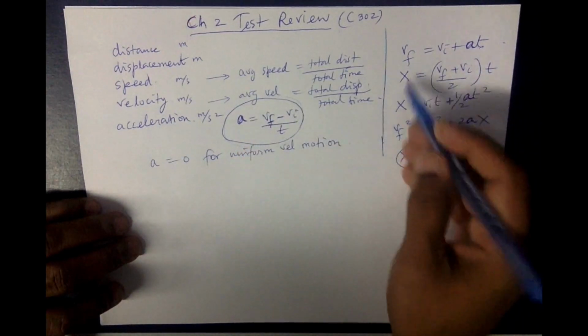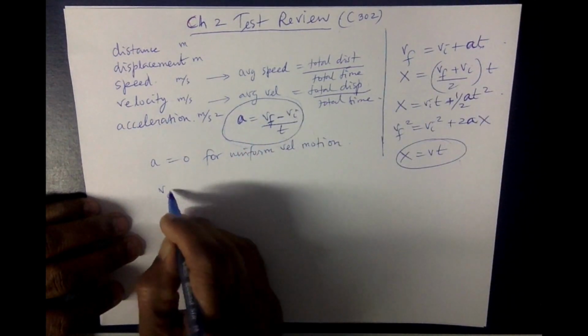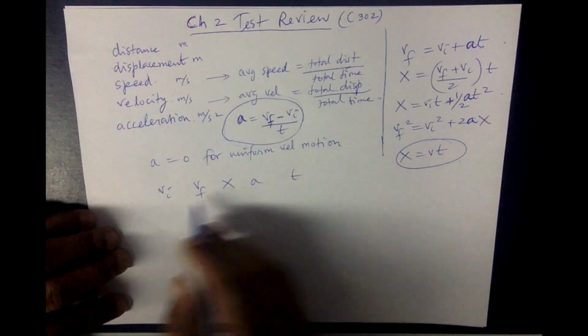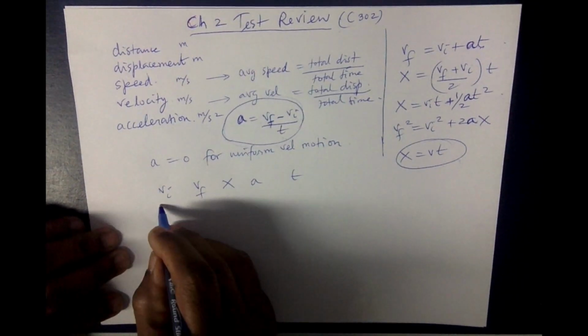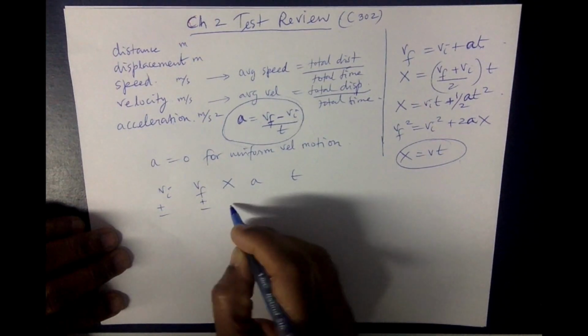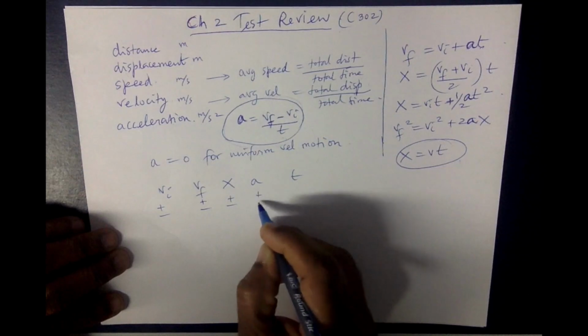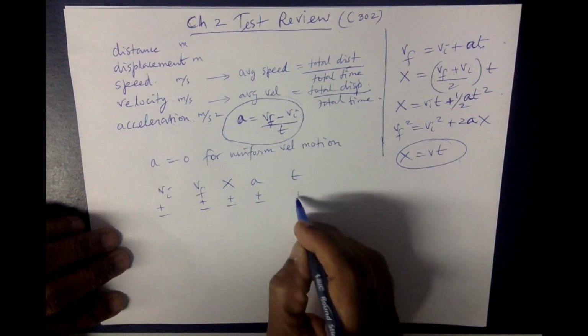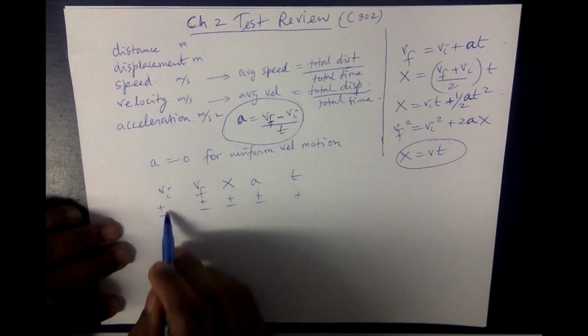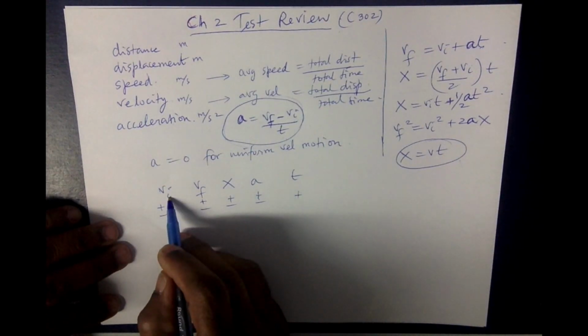Now, the quantities initial velocity, final velocity, displacement, acceleration, time, these are vector quantities. That means they can have a plus or minus. This can have plus or minus. This can have plus or minus. This can have plus or minus, but not this. This is always a positive thing. Time cannot be negative.